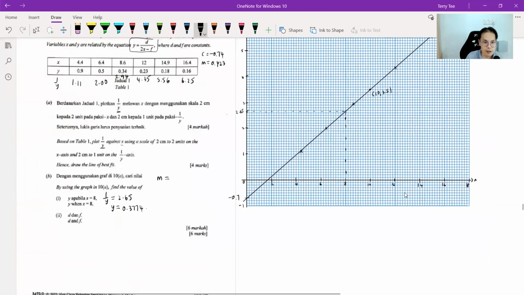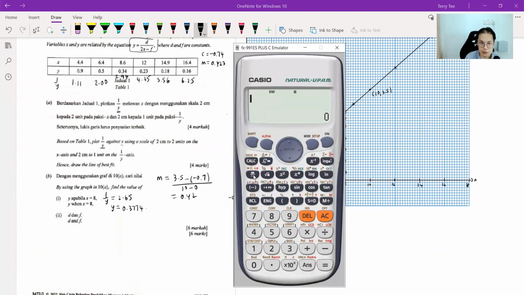So my gradient is 3.5 minus -0.7, divided by 10 minus 0. This is 4.2 divided by 10, 0.42. You can't do it mentally, just use your calculator. So look at this, 3.5 minus -0.7 divided by 10 minus 0. Maybe I just change the mode back to this, easier to see. 10 minus 0 is just 10. Can you see it is 0.42, which is correct.